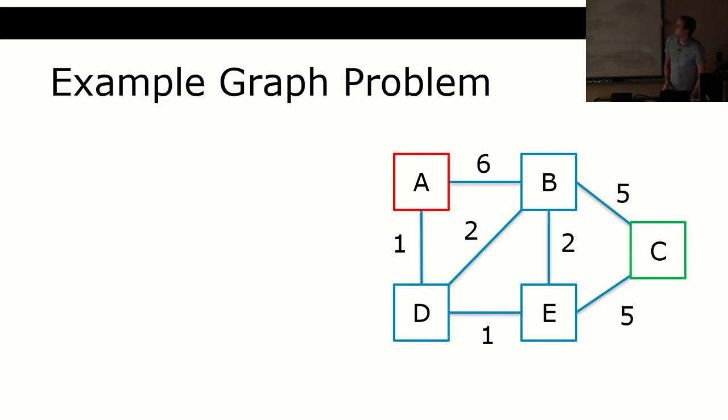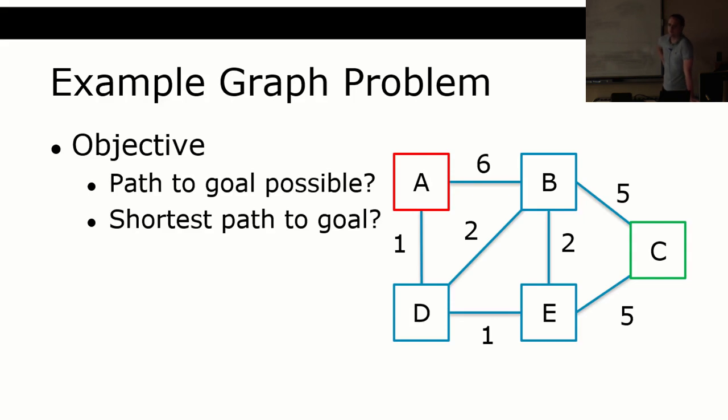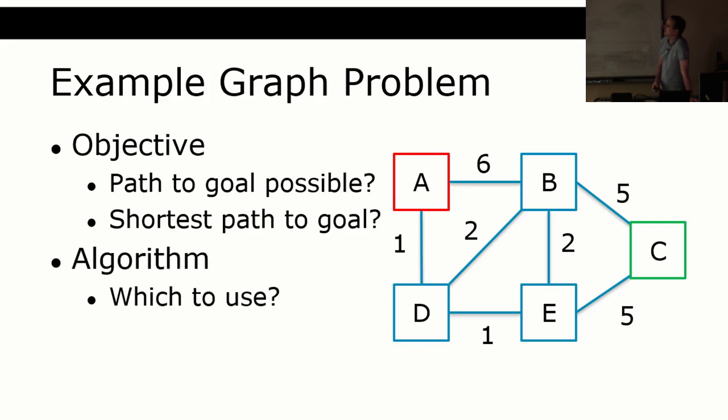All right, so objectives in solving this problem. Different questions we might be asking in terms of solution is, A, is a path to the goal even possible? Can I get from A to C? Second, I might ask, what is the shortest path to the goal? Right? So these are different problems. They may have different solutions or similar solutions. So which algorithm should I use for this problem?